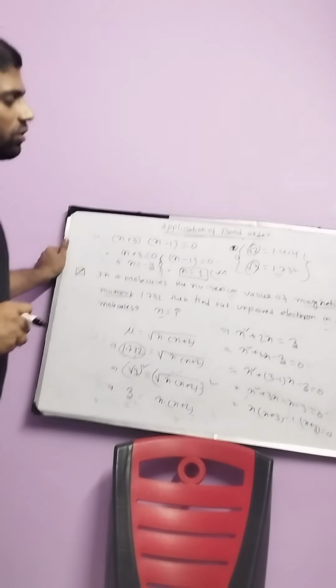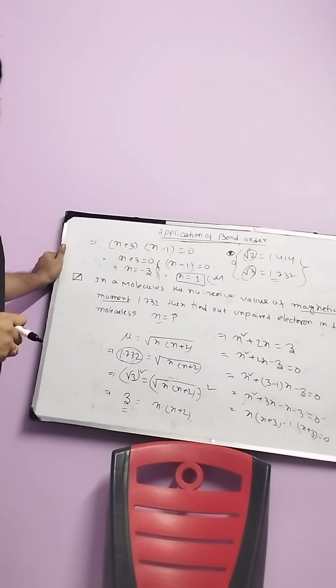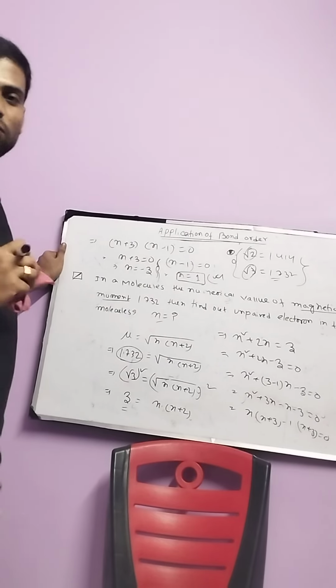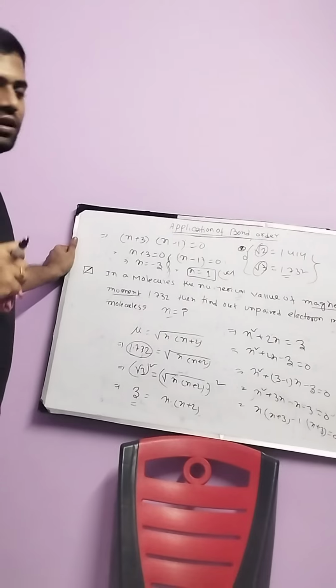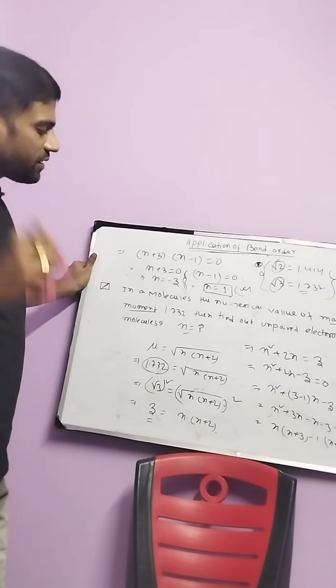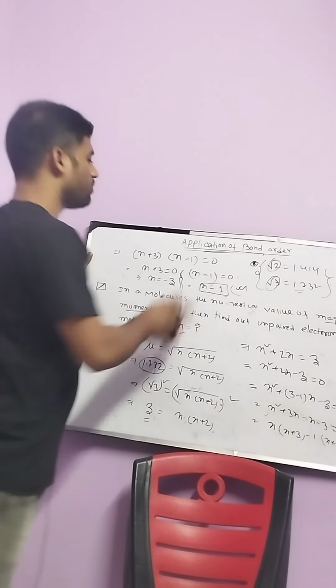First rule: bond order is inversely proportional to bond length. Bond order is directly proportional to bond dissociation energy. Then the last topic for bond order.